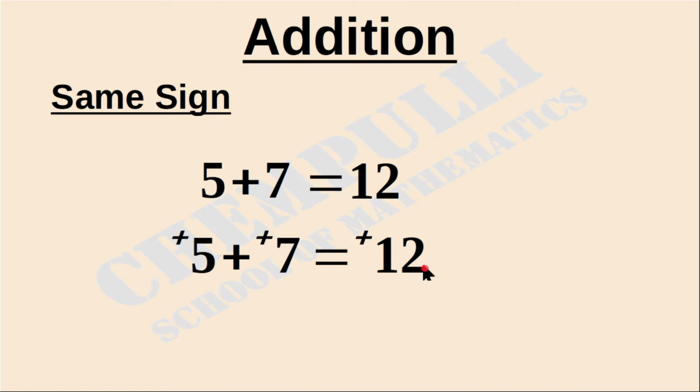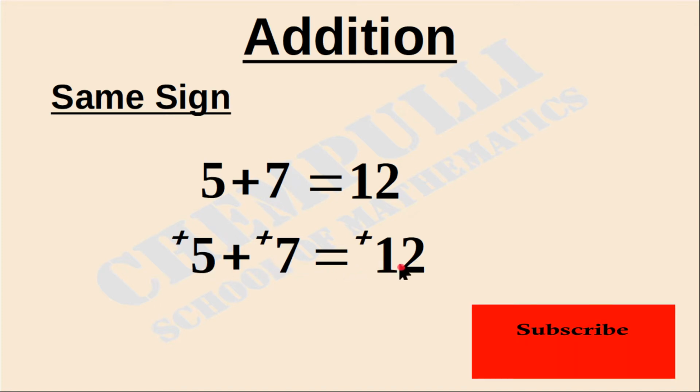Okay. That means if the signs are the same, in that case, you have to add and write the same sign. That means add means 5 plus 7. What is 5 plus 7? 12. And write the same sign. Okay. Then next trick.